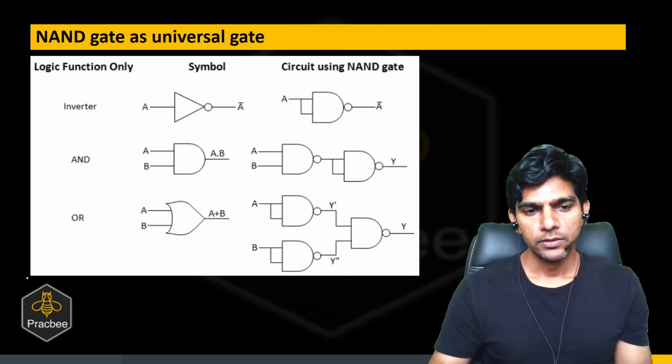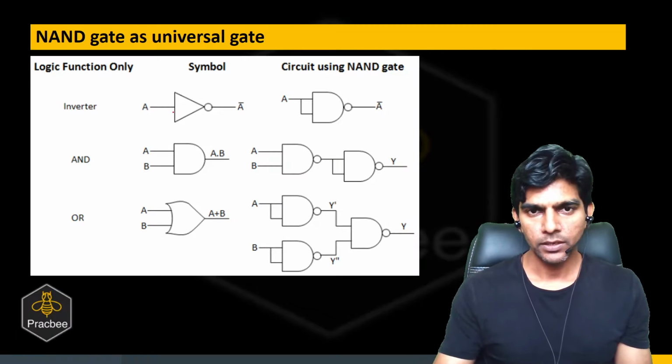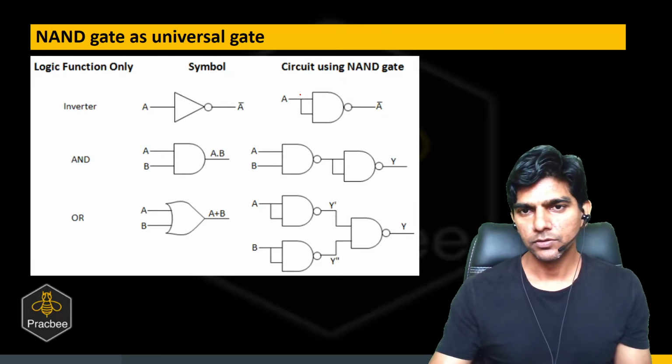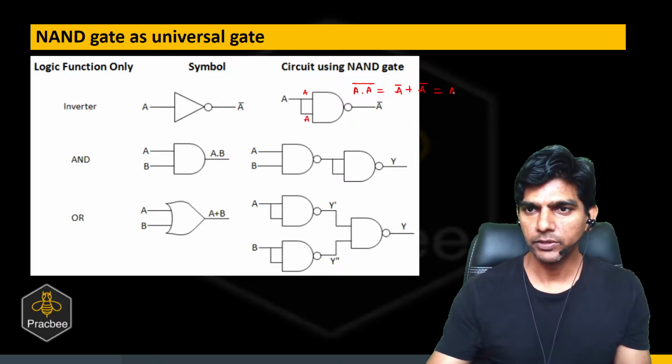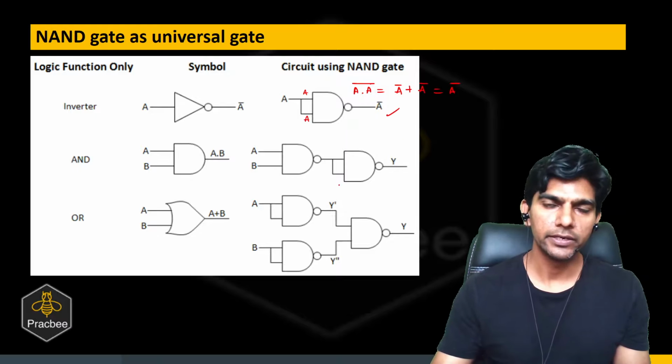So let us see. If we connect it like this, if we join the inputs, so here we have A, now here we have a NAND gate, so it will be A multiplied A with a bar. So this is what it is, A bar plus A bar, which is nothing but A bar. So can you see, we are getting a NOT gate.